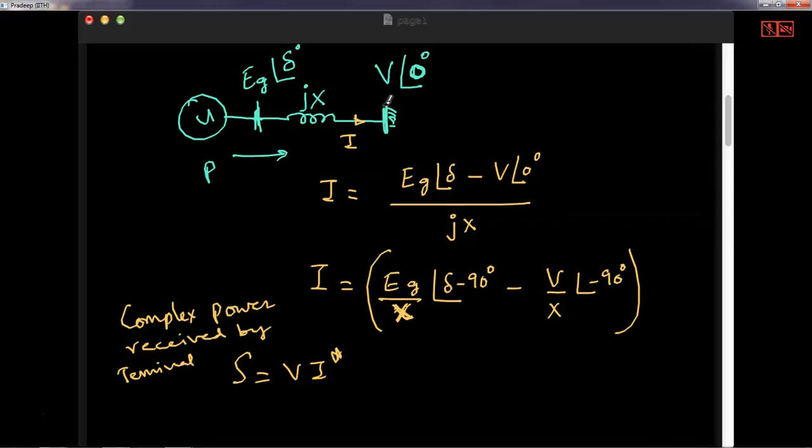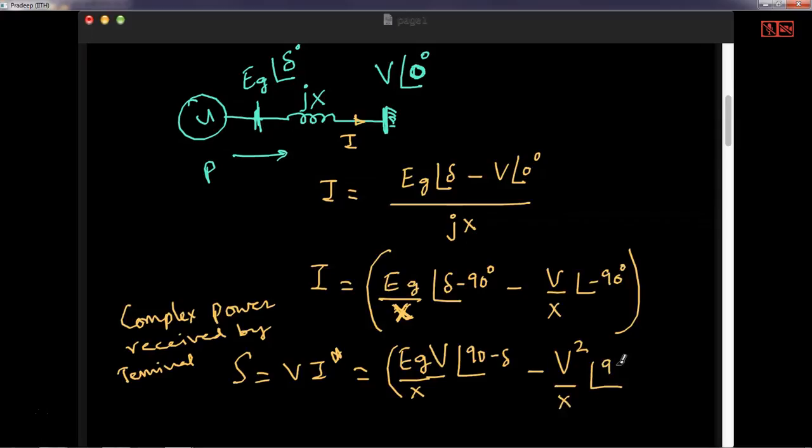So this is the infinite bus. So how much is it receiving? That is this. Now V anyway has angle 0, so I can consider it as a constant and multiply it. And I have to take the conjugate, which means the angle sign will become reversed. So I'll get Eg by V by X, and here the angle becomes 90 minus delta, because I have to take the conjugate. Then minus V square by X, and here also the angle minus 90 will become plus 90 degrees. So this is my complex power.